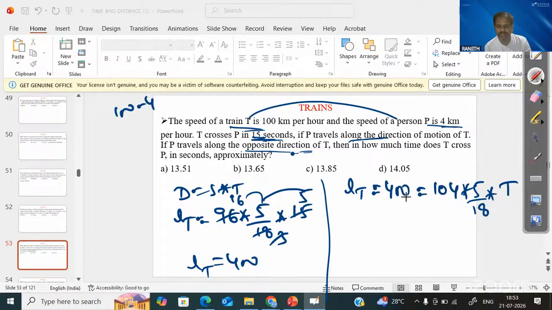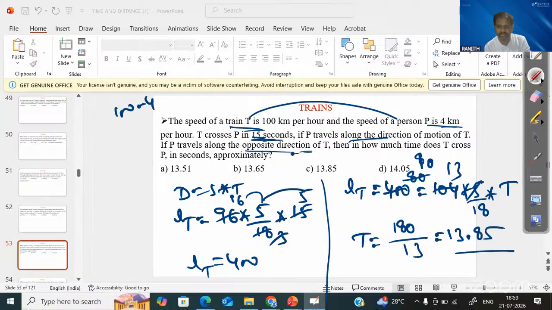So it will be cancelled by 5: 5 ones are 5, 80, 10 eights are 80, 10 thirteens, where the timing equals 180 by 13. Doing the simplification, we get 13.85. So the answer will be 13.85 seconds.